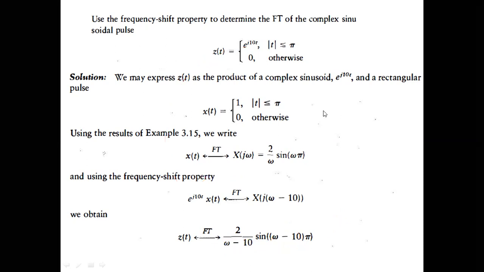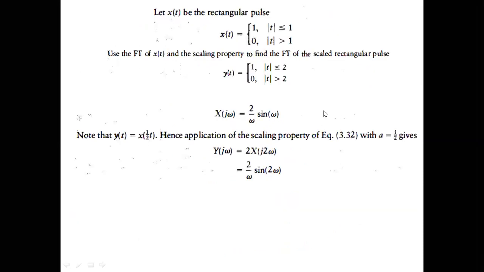Then what? Okay. One more problem. What is this thing? There is a rectangular pulse, it seems. The author wants to use the Fourier transform of this x of t and the scaling property to find the Fourier transform of this particular signal.